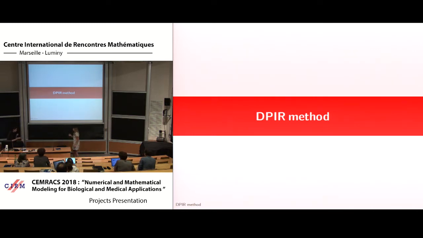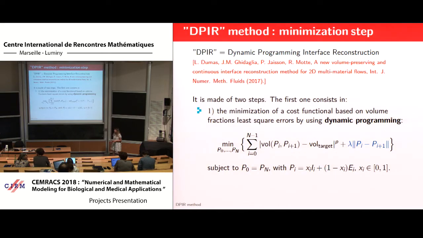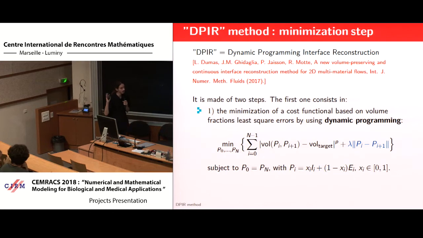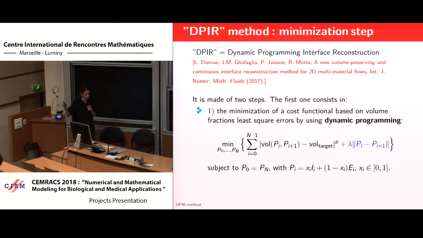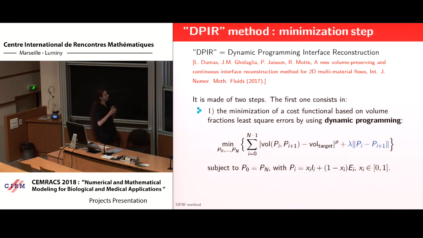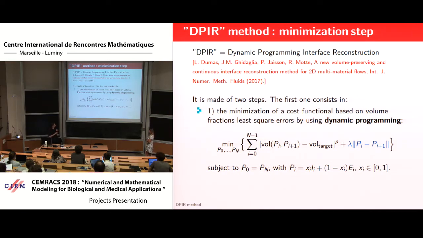So the PIR method. PIR is a contraction of dynamic programming interface reconstruction, and I will explain in a few minutes what dynamic programming actually is. The idea of the algorithm is first to extract from the global mesh only the cells where the interface lives, the cells in which there are two materials, and then to apply a minimization problem on this new submesh. After the first step, you have a non-corrected first approximation of the interface that you have to correct with an additional step of volume correction.